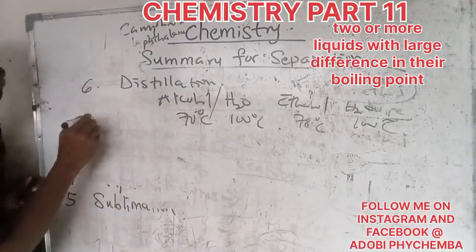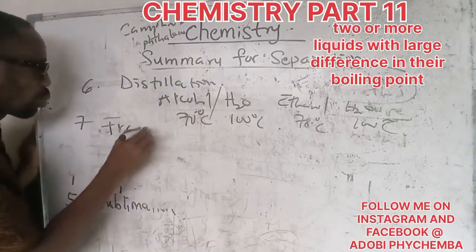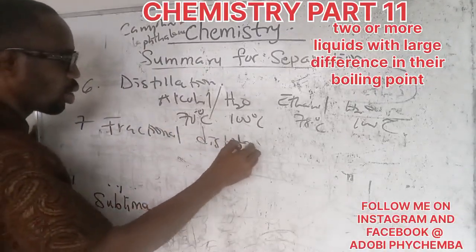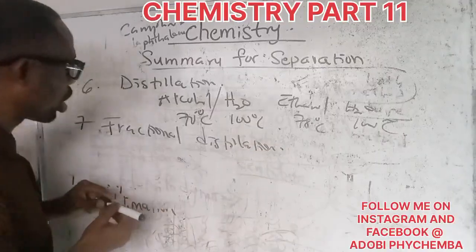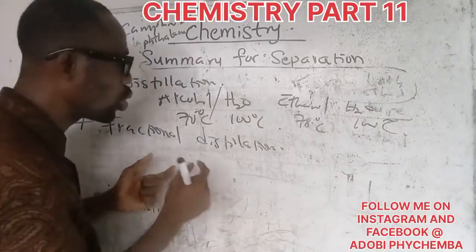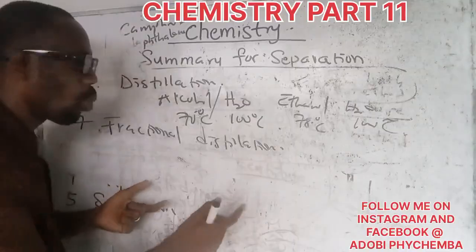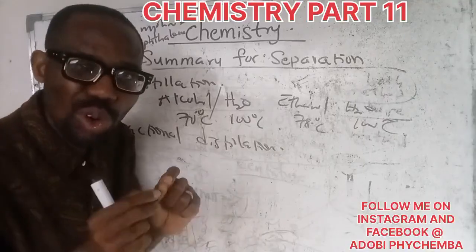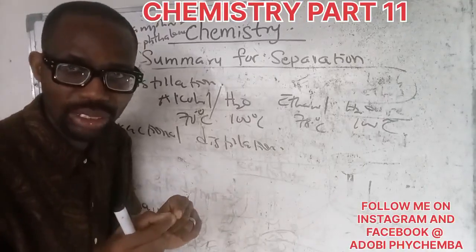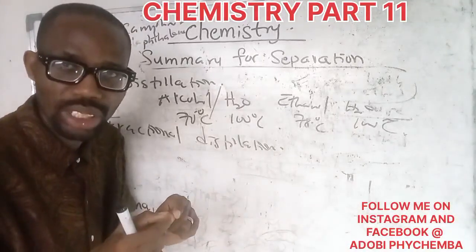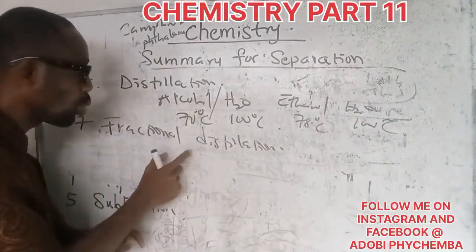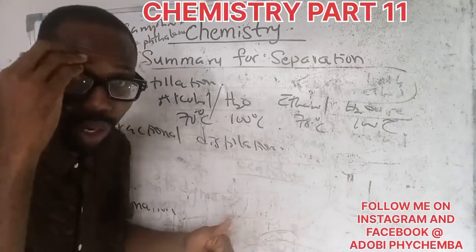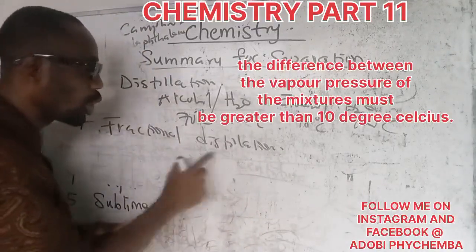Number 7, fractional distillation. Let's move quickly. What is fractional distillation? Fractional distillation is used to separate two or more liquids with close boiling points. That's what you're doing with fractional distillation. In this case, they have close boiling points, or you separate mixtures with close boiling points.